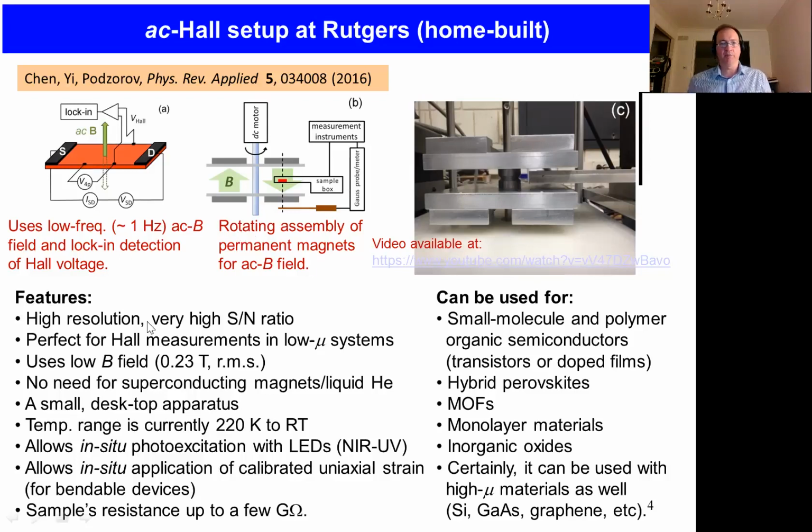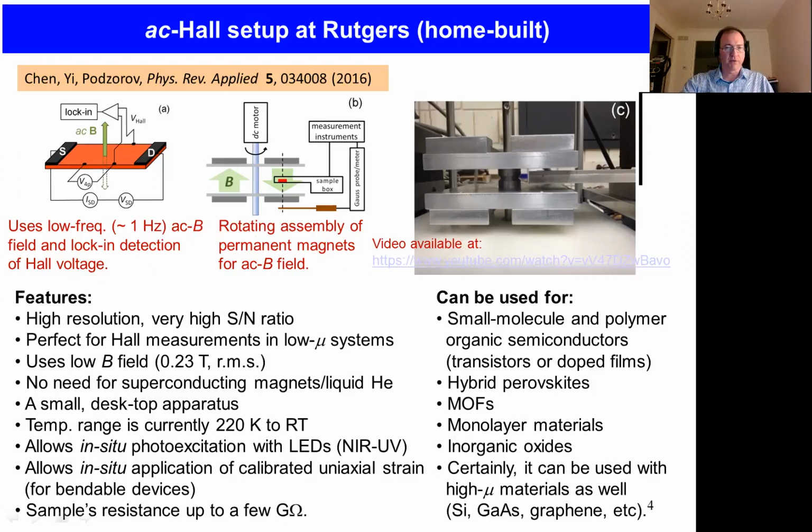So this system has boosted our signal to noise ratio dramatically, and now we can study a huge variety of low mobility systems in our lab. Some of them are listed here. They include small molecules, polymers, hybrid perovskites, different network materials like MOFs, monolayer materials, inorganic oxides, including amorphous oxides.